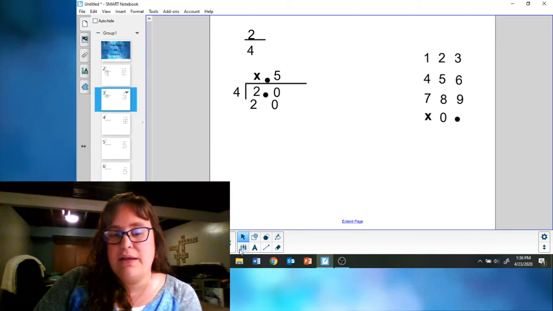Divide, multiply, then subtract. Numbers are the same, and so 0 is the game. Again, because I already added the 0 here, there's not another number to bring down. 2/4 is also equivalent to 0.5.